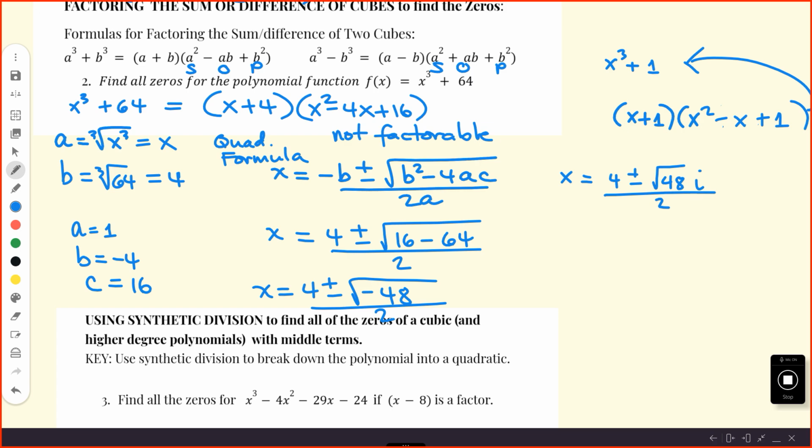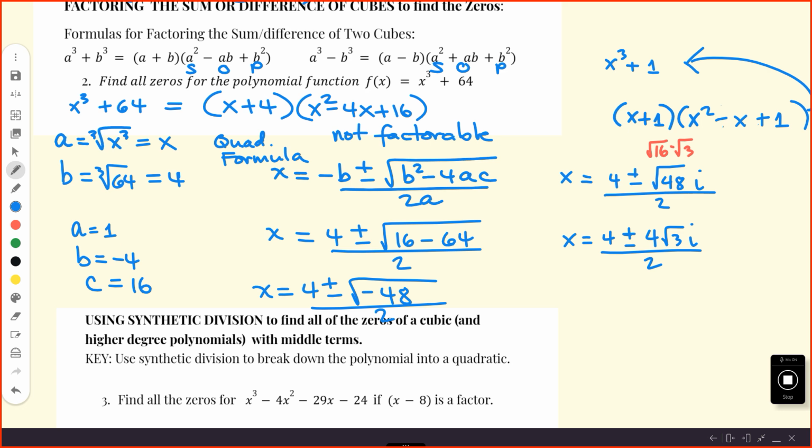Okay, so how do we factor the square root of 48? We know we can find a perfect square that divides 48, which is 16, right? So I can write this as the square root of 16 times the square root of 3. Right? 3 times 16 is 48. So we can take the square root of 16, which is 4, and leave the 3 inside the radical symbol. So this is going to be x equals 4 plus or minus 4 square root of 3 i, all over 2.